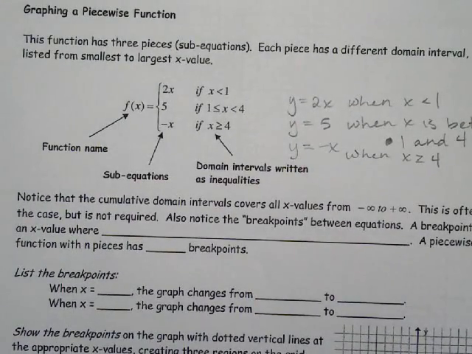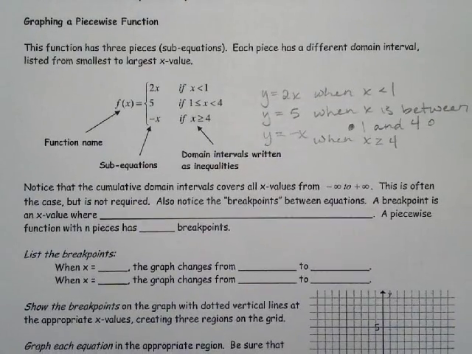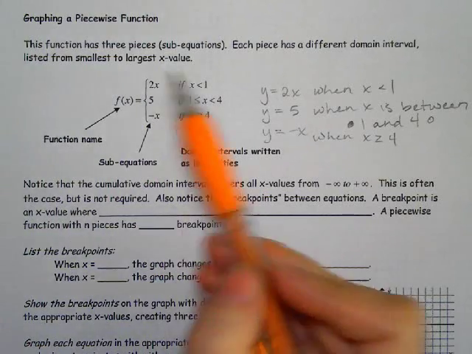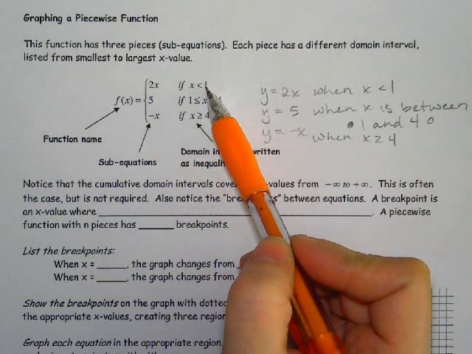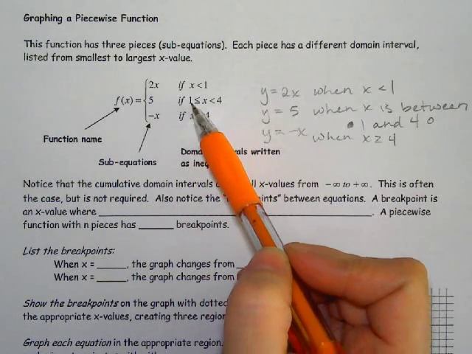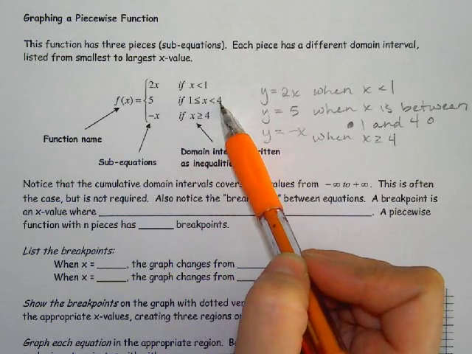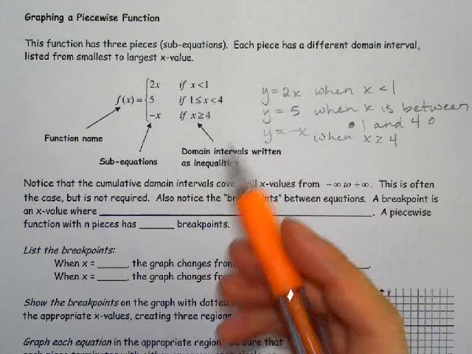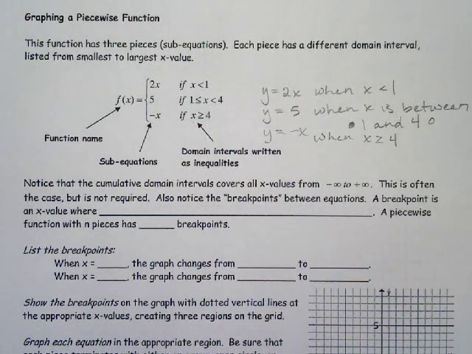I'm going to zoom out just a teeny tiny bit. So, notice that the cumulative domain intervals cover all your values from negative infinity to positive infinity. So this is up to, but not including 1. This is 1 to 4, but not including 4. And then from 4 to infinity with 4 included. So, this is often the case, but not required. Most of the time we will go from negative infinity to positive infinity.